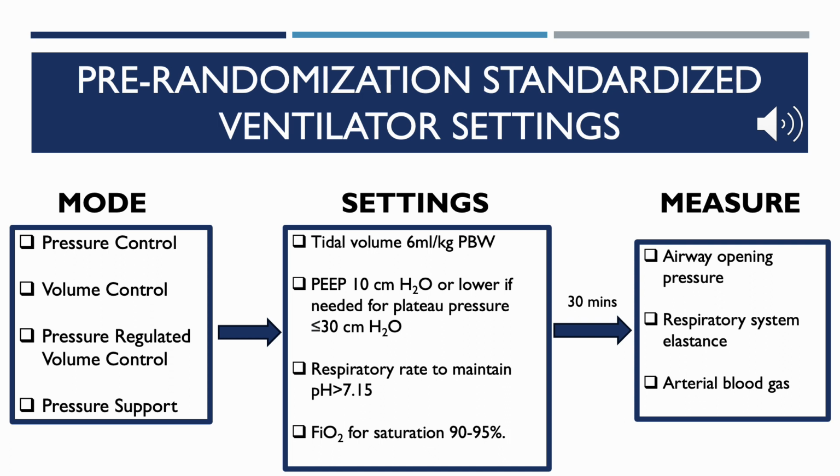Respiratory system elastance is computed in the electronic database in REDCap using the airway opening pressure, PEEP, plateau pressure, and POC measurements. There are additional resource videos on the Practical Platform website describing how to measure airway opening pressure and respiratory system elastance. After this assessment on the standardized ventilator settings, the patient can be randomized to an intervention in the domain.